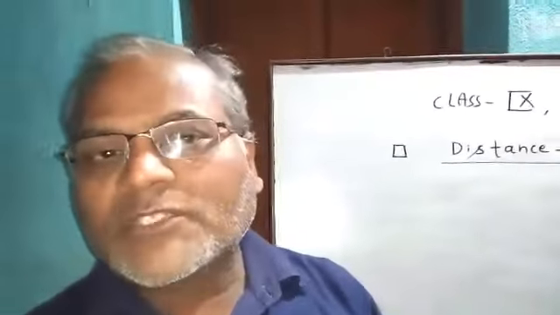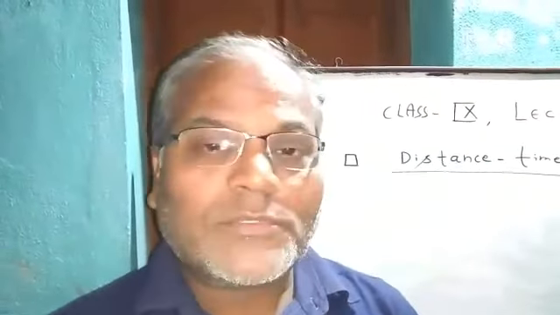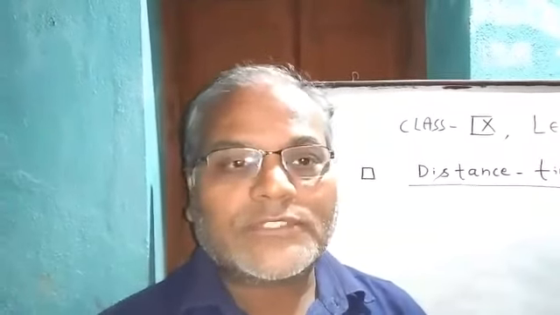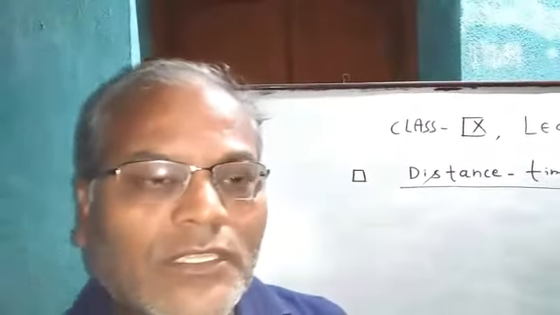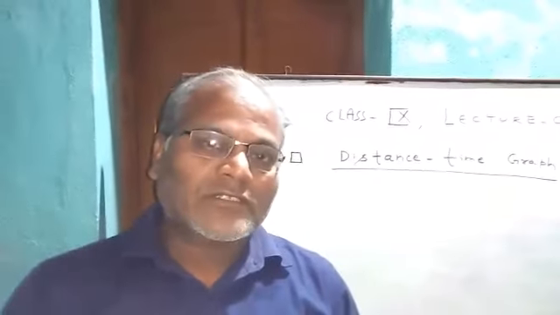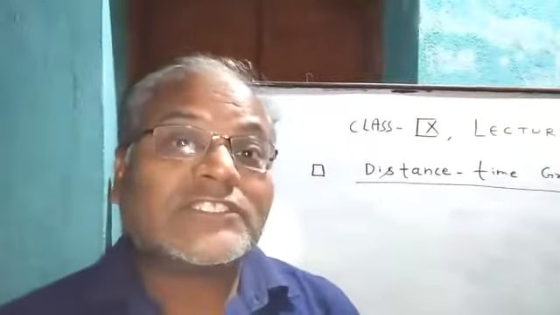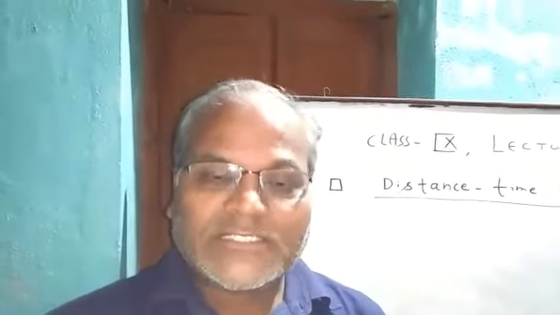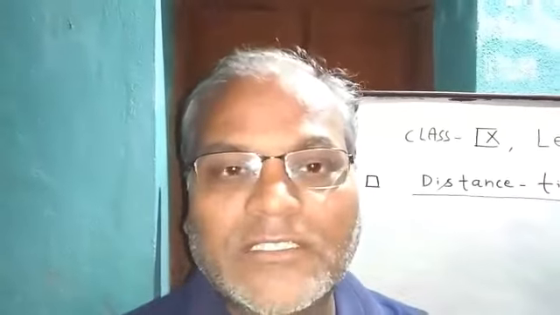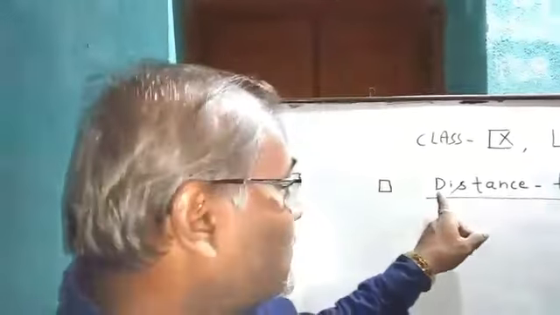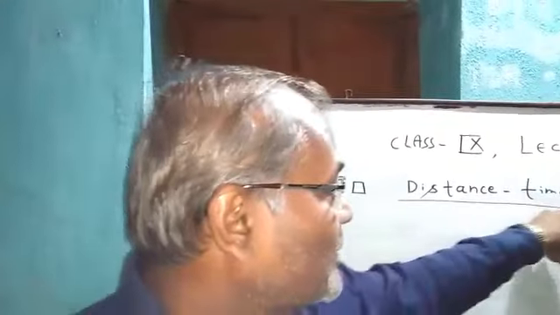Actually, by the help of the distance time graph, we get the speed of the body, and the displacement time graph gives the velocity of the body. In the previous class, we already discussed distance and displacement, and how you can get the value of distance and displacement. Then we will get the distance time graph.